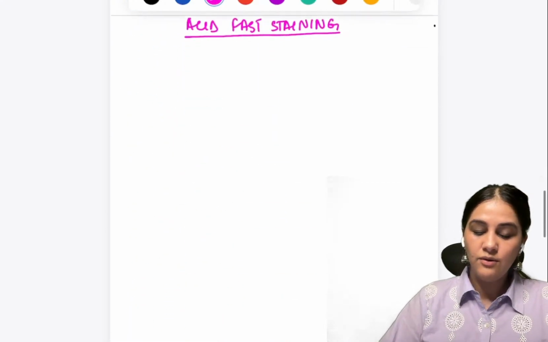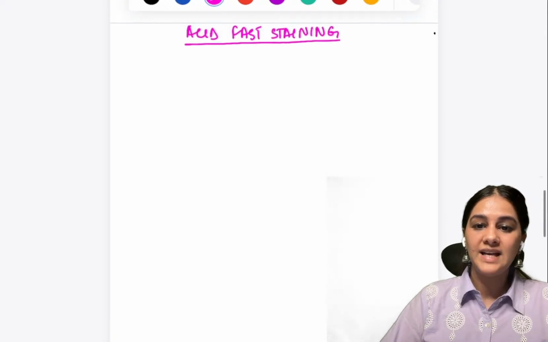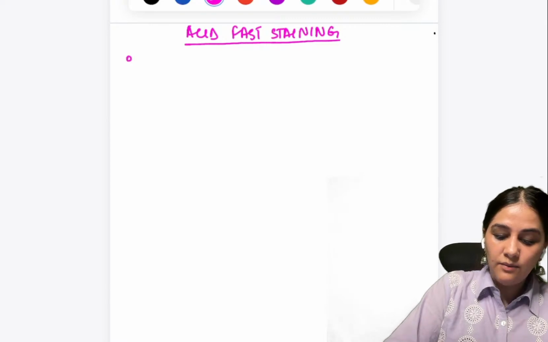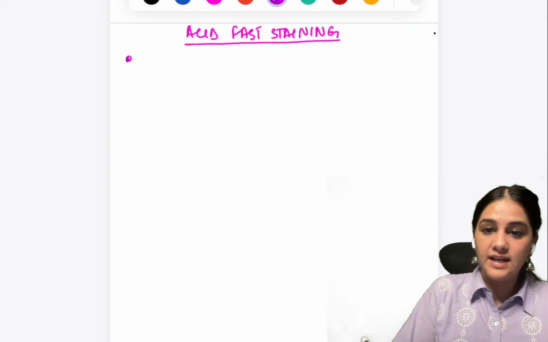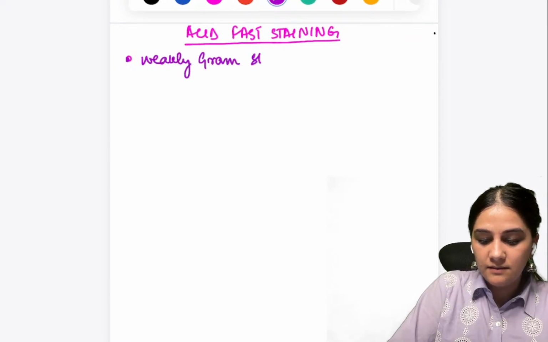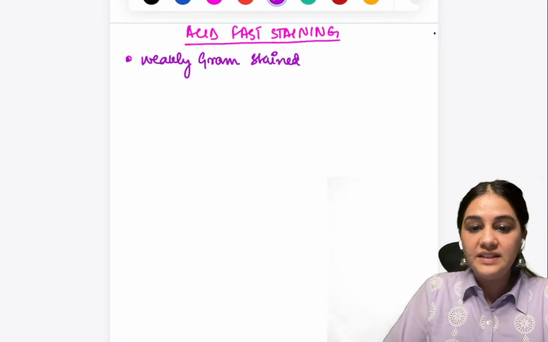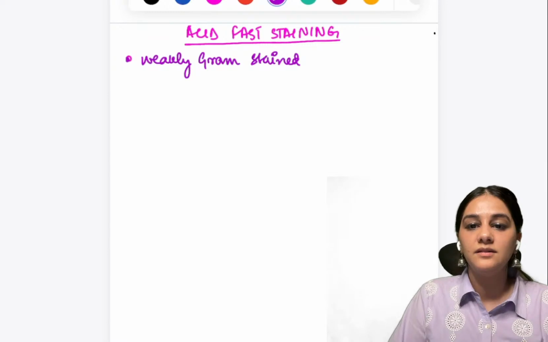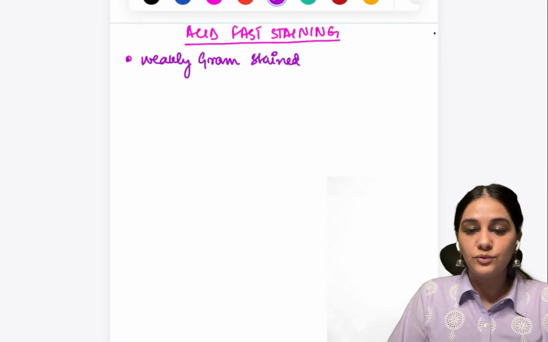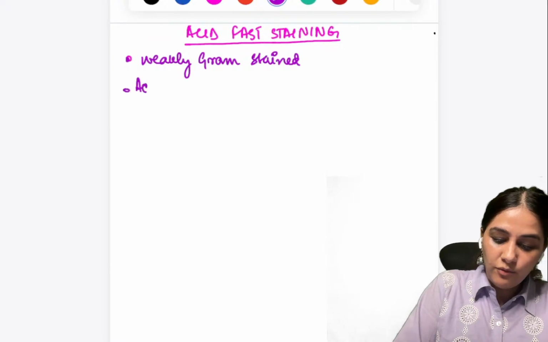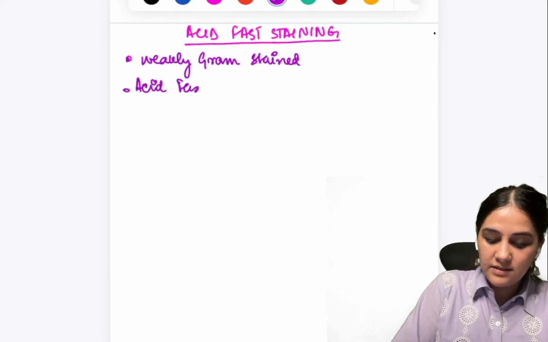Great. So now, next we are going to move on to the acid fast staining. So acid fast staining, why do we do it? There are certain organisms that are weakly gram stained. Because they are weakly gram stained, we have to devise certain other methods for them to see their staining. And I'm going to talk about what is acid fastness.